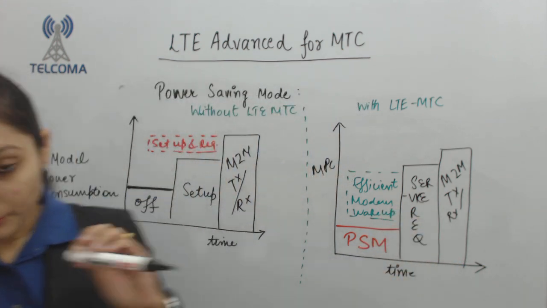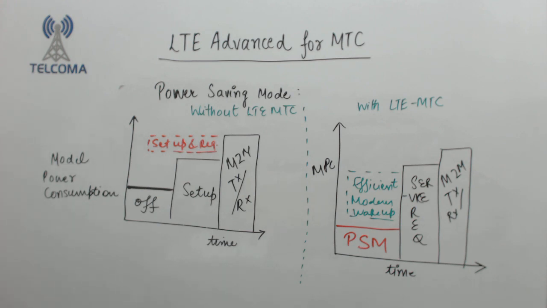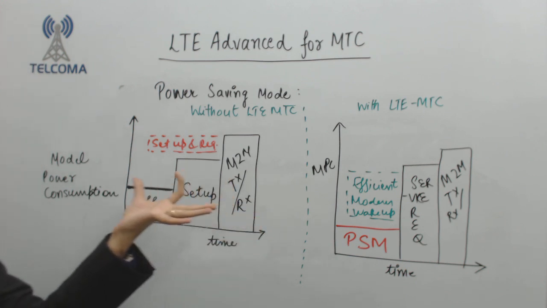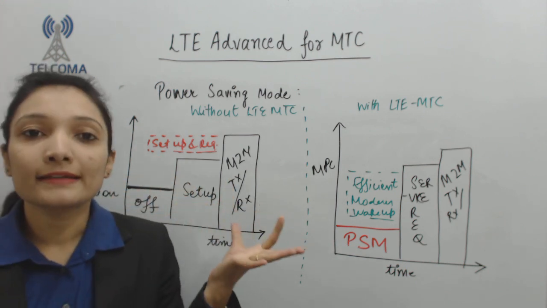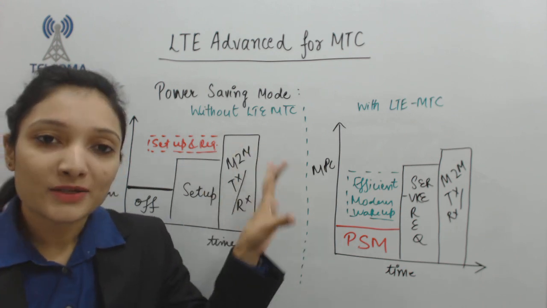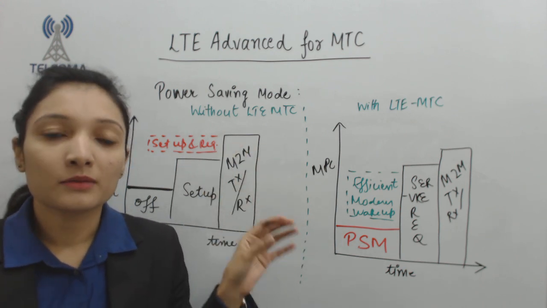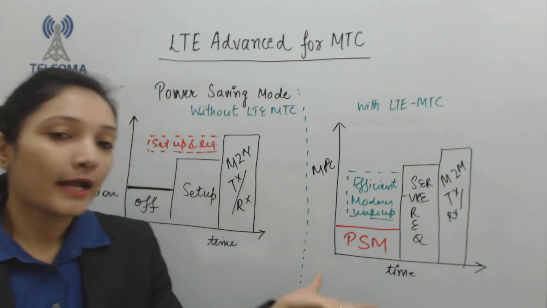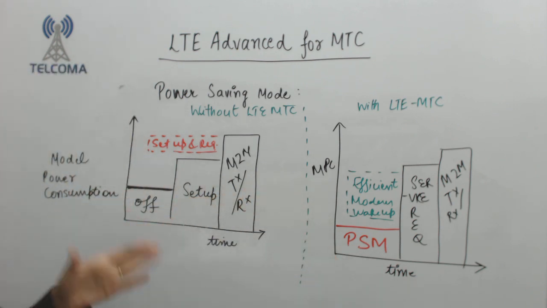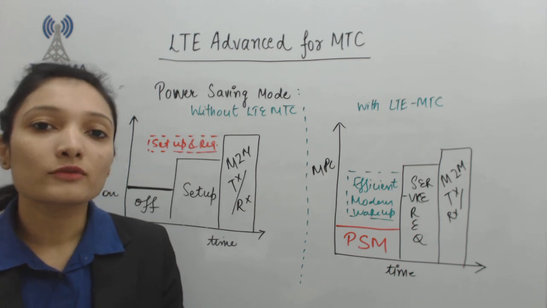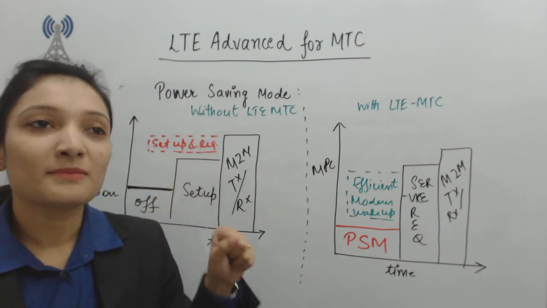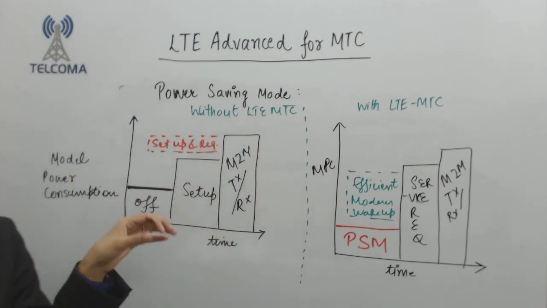So in this system, the first one, which is without LTE MTC, the device requires signaling before setting the data or transmitting the data. Now, why does it require signaling? Because before that, it needs to register to the network. Every time it goes to the off state, and every time it again has to send data, it has to register to the network. So that means it increases the signaling here.